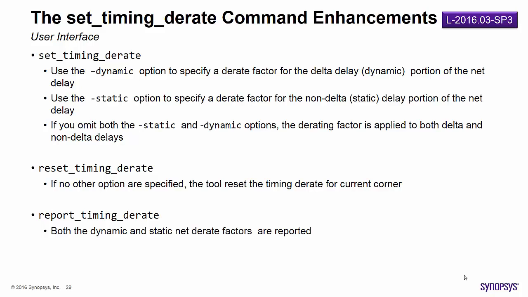Use the set timing delay -dynamic option to specify a delay factor for the delta delay portion of the net delay. You can use the set timing delay -static option to specify a delay factor for the non-delta delay portion of the net delay. If you omit both the static and the dynamic options, the derating factor is applied to both delta and non-delta delays.